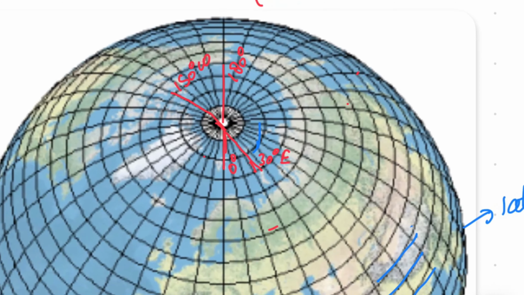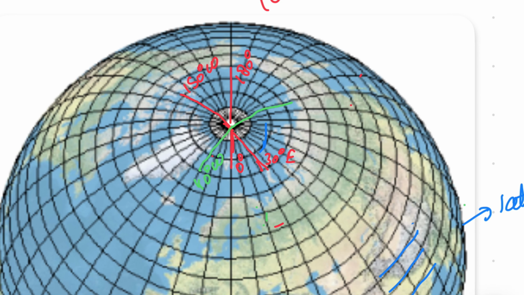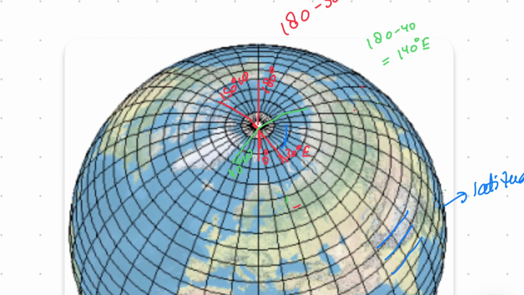Same goes for this, which is 40 degree west. So what will be its anti-meridian? Its anti-meridian will be this. I am just representing it. Okay, so its anti-meridian will be 180 minus 40, and it is going to come out to be 140 degree east. Okay, so this is how we write meridians and anti-meridians.